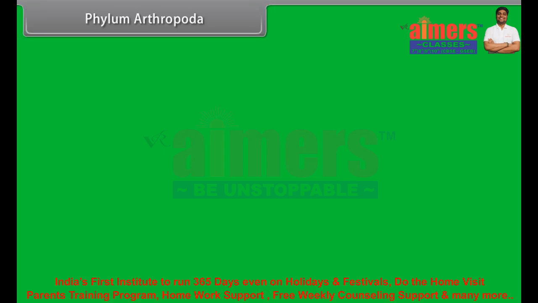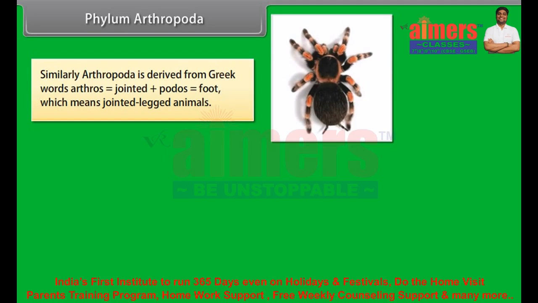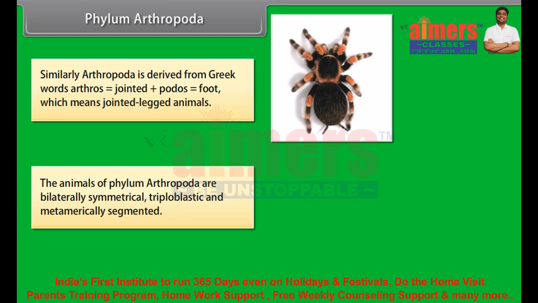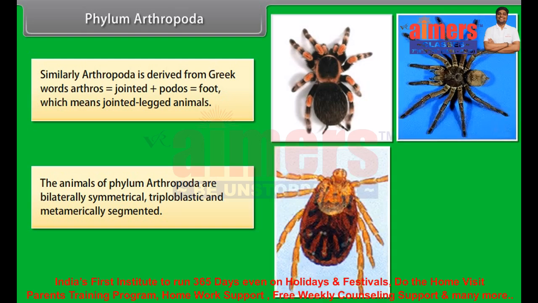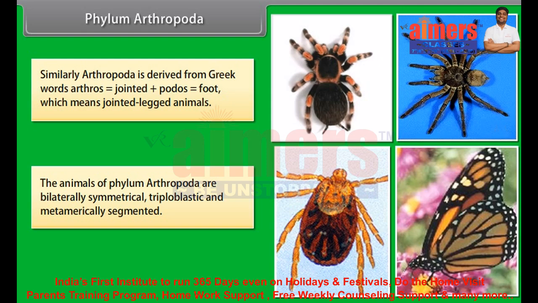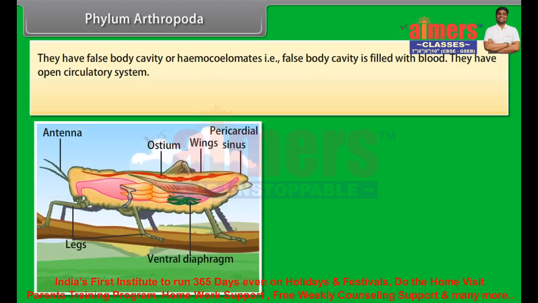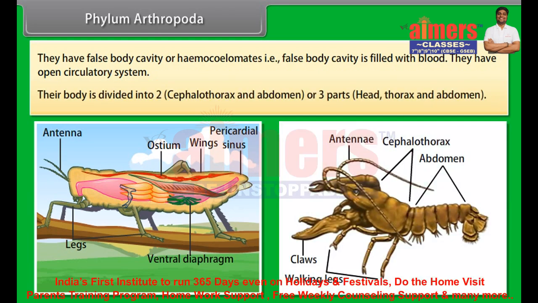Phylum Arthropoda. Similarly, Arthropoda is derived from Greek words arthros, which is jointed, plus podos, which is foot, which means jointed-legged animals. The animals of phylum Arthropoda are bilaterally symmetrical, triploblastic, and metamerically segmented. They have a false body cavity, or are hemocoelomates, that is, the false body cavity is filled with blood. They have an open circulatory system. Their body is divided into two parts, cephalothorax and abdomen, or three parts, head, thorax, and abdomen.